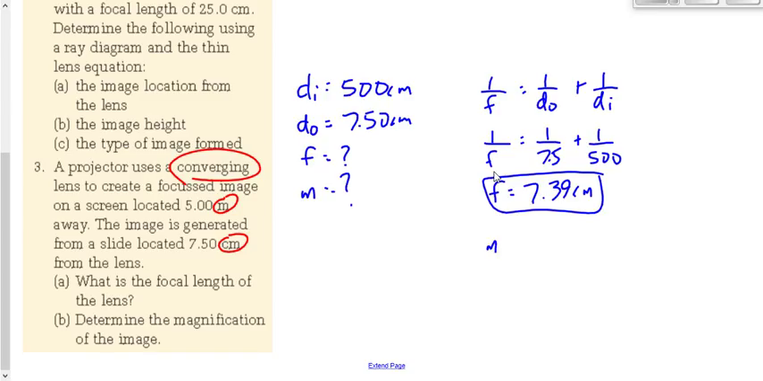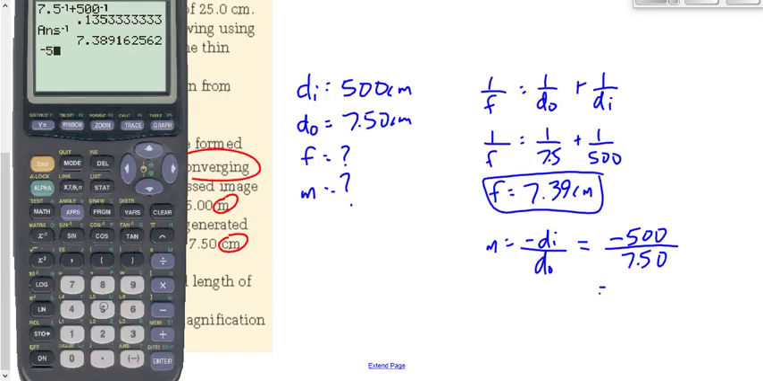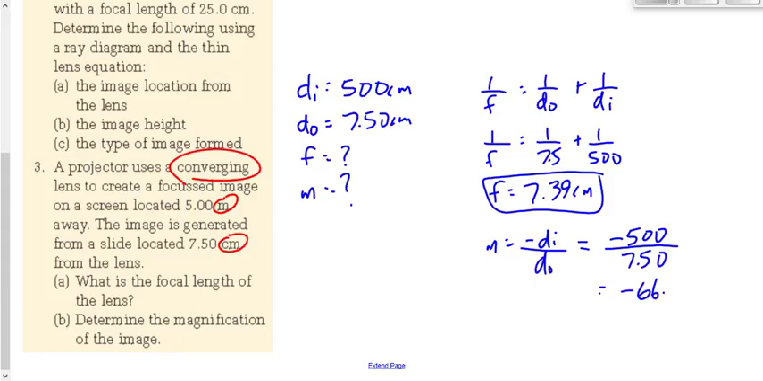Now M is going to be negative DI over DO. You can say HI over HO, but that's not going to be very helpful since we don't know what either HI or HO is. Negative DI, negative 500 over DO, which is 7.50. That gives us negative 66.7. No units there, by the way, right?